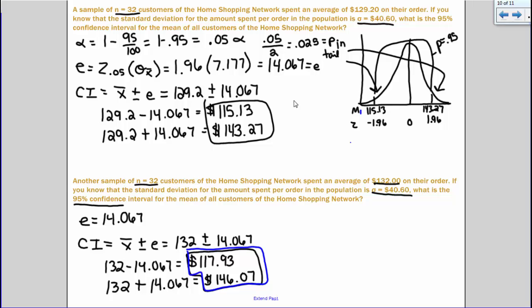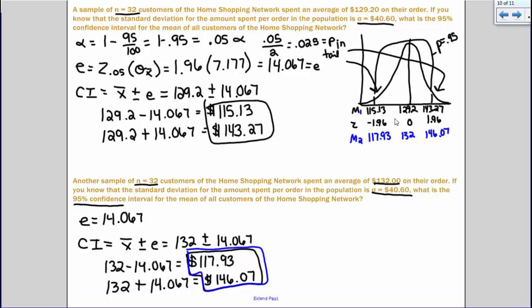This is mean for group 1, mean for group 2, 117.93 and 146.07. Here our sample mean was 132. Here our sample mean was 129.20.